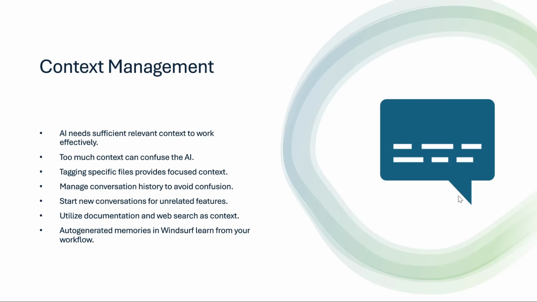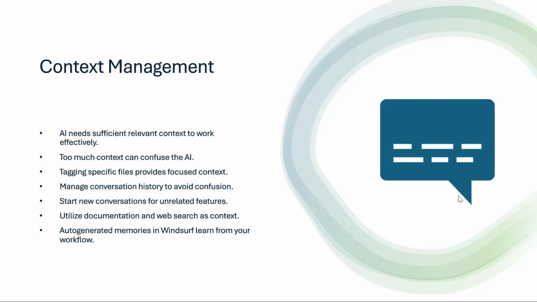It's also important to be mindful of your conversation history. Each message in your chat becomes part of the context for subsequent requests, and over long conversations the AI might get confused or start referencing outdated information. A good practice is to start a new conversation when working on a new feature that isn't directly related to the previous task.